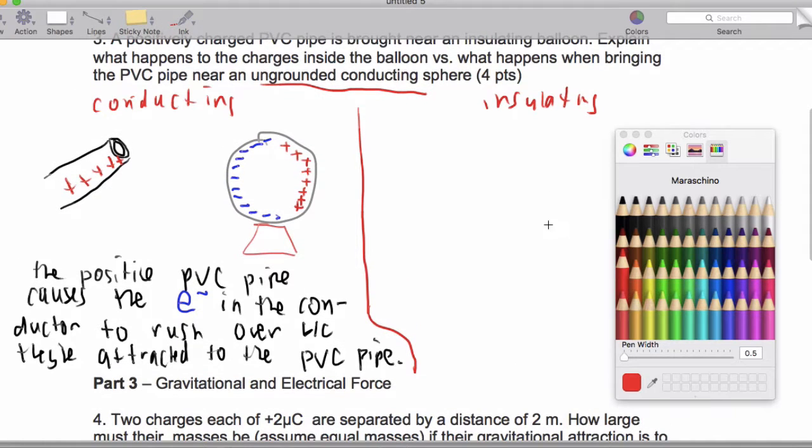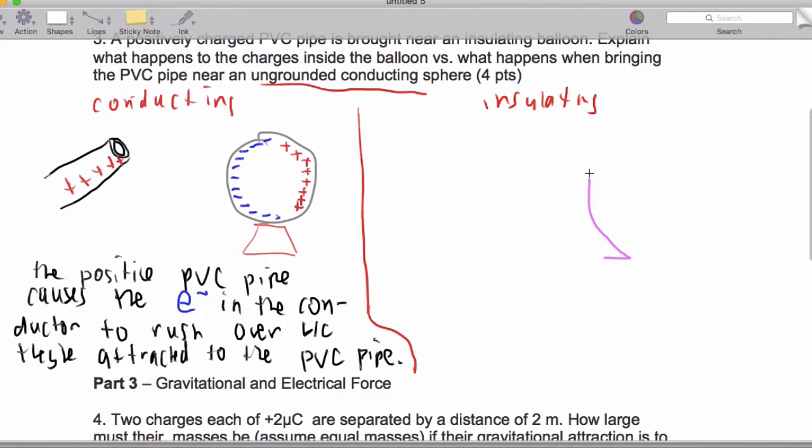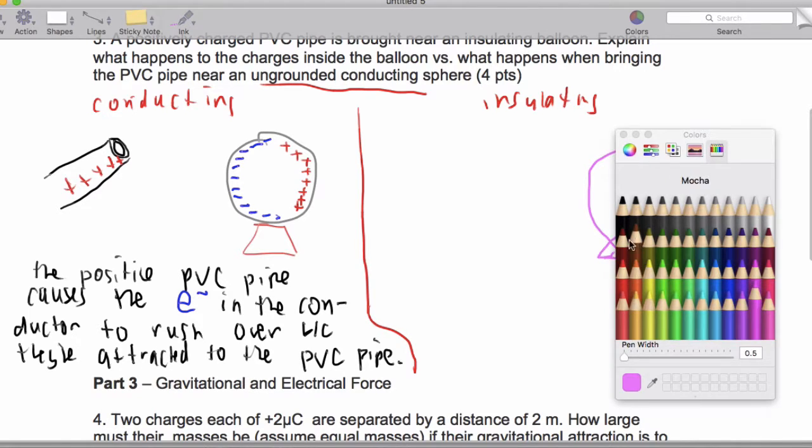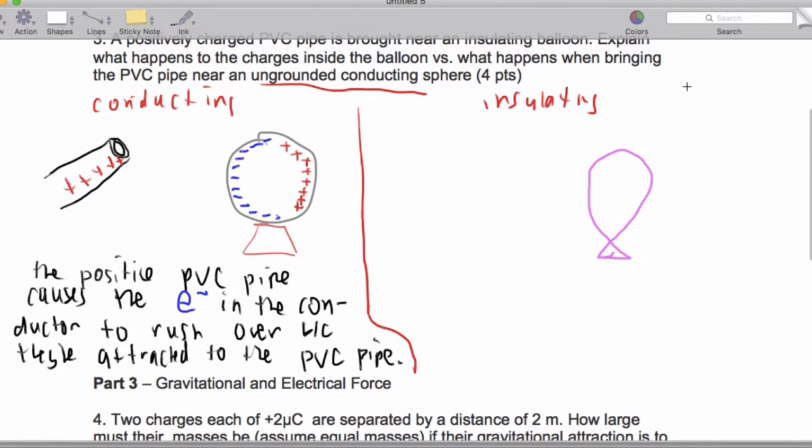Now, with the insulating balloon, there's just a slight and subtle shift that works like this. Essentially, what we have is a balloon. I'm going to give it a nice bubblegum color. So here we go. That's bubblegum color? That's some pretty gross looking bubblegum. All right, so the situation with an insulator, I'll just kind of draw it here.